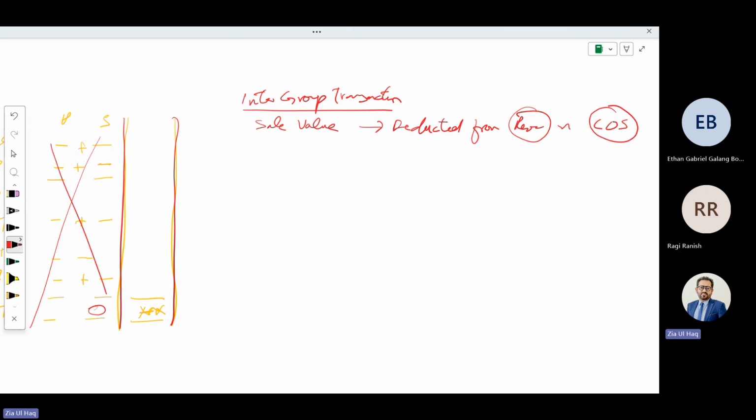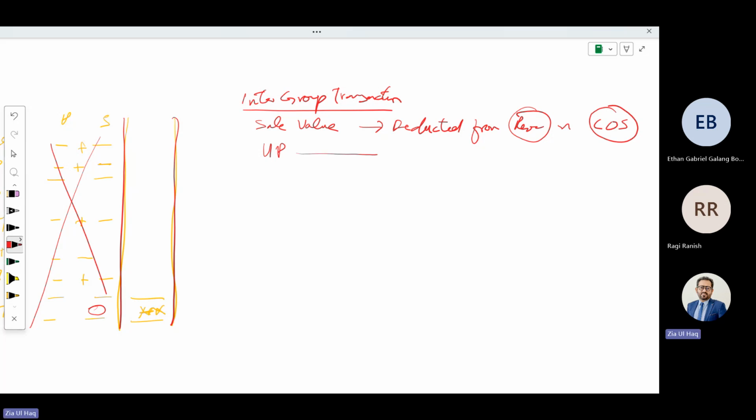And regarding unrealized profit, we calculate it on the unsold inventory at the year end. Out of this 100,000, might be 70,000 was sold outside the group. So how much is remaining? 30%. So first we will calculate unrealized profit based on total inventory, and then we will calculate how much is remaining at the year end. From that, we need to calculate the unrealized profit part.